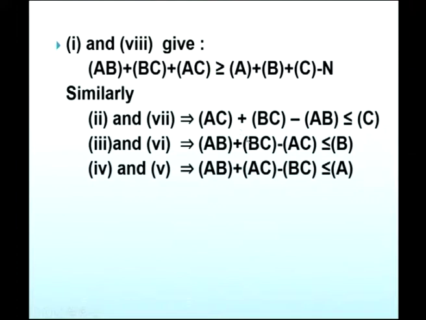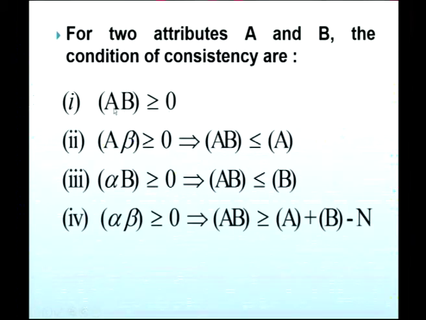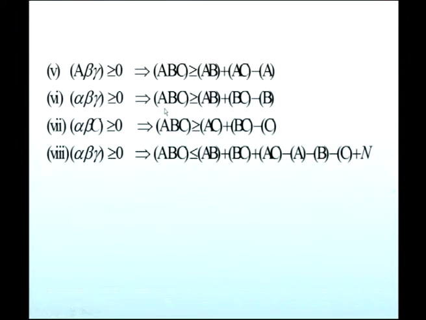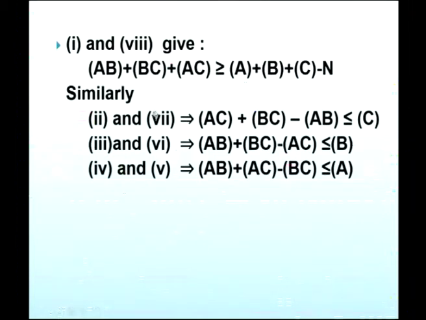Now, based on these conditions of consistency, we can arrive at the relations between the class frequencies of order 2 and class frequencies of order 1, and then class frequencies of order 3 and 2 and 1. Now, 1 and 8 give, what is 1? 1 is AB is greater than or equal to 0, and 8 is alpha beta gamma is greater than or equal to 0. Based on this, we have AB plus BC plus AC is greater than or equal to A plus B plus C minus n.